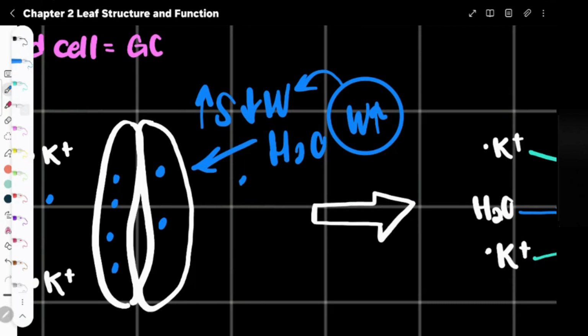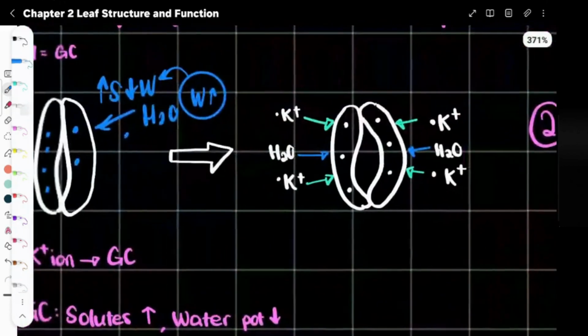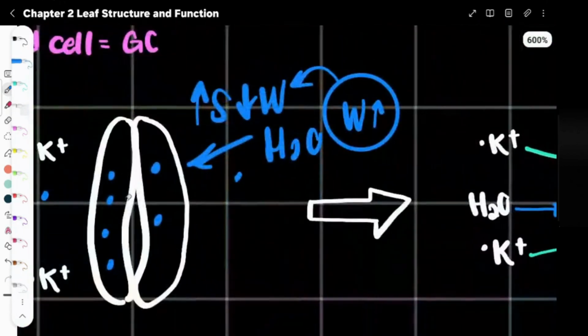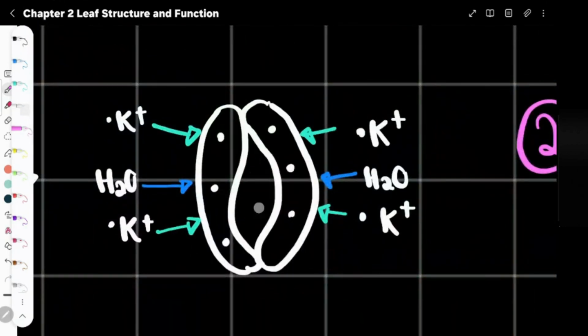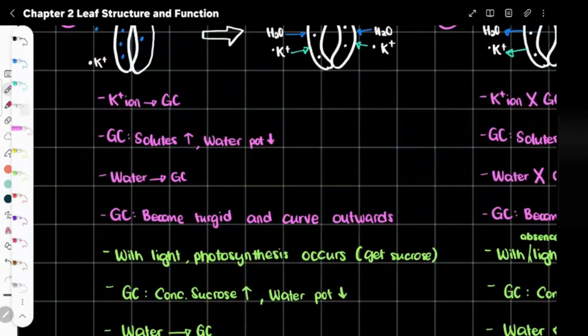So the water potential from outside is high, so that's why it will go into the gut cell. And if the water enters the gut cell, look at the difference here. The gut cell, look, it's open. The stoma is open. The inside part here is open. Why? Because there's water.